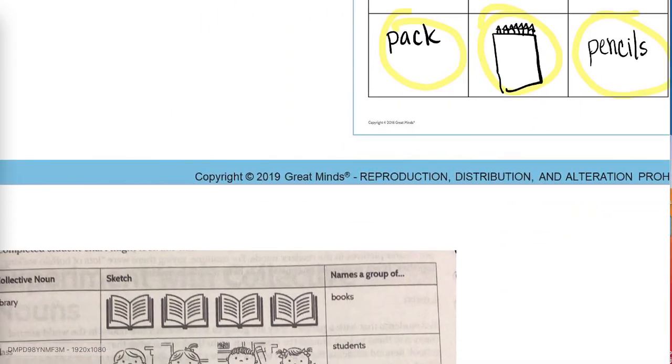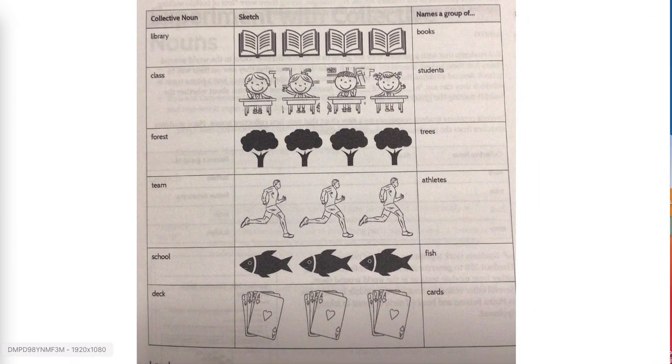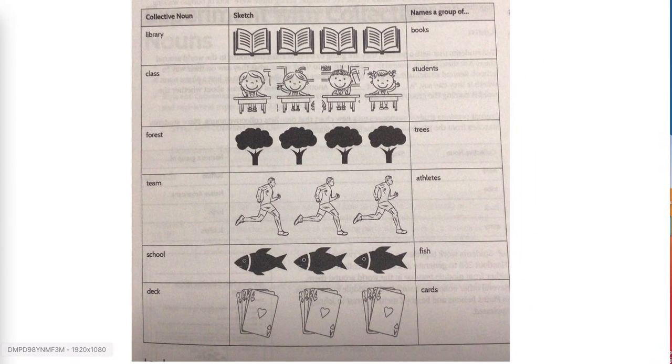And then if you need some ideas, here are some ideas for you. We have a collective noun library, which names a group of books. A class is the collective noun for a group of students. Forest is the collective noun for a group of trees. A team is a collective noun for a group of athletes. A school is a collective noun for a group of fish. A deck is a collective noun for a group of cards.